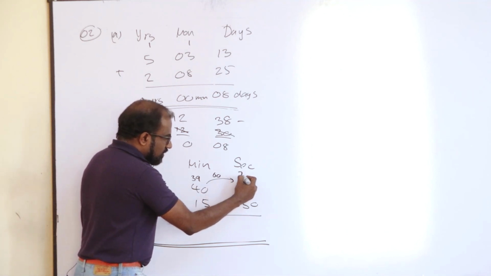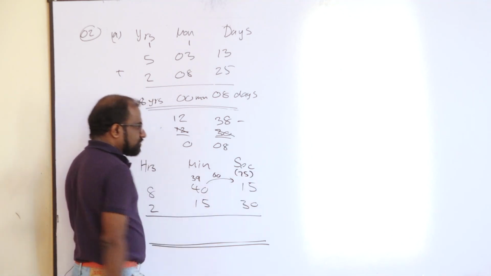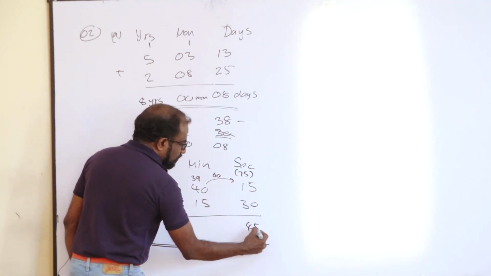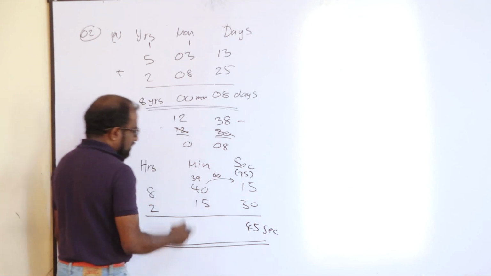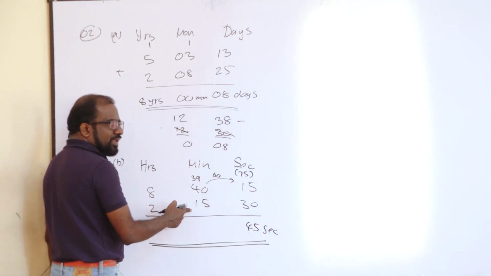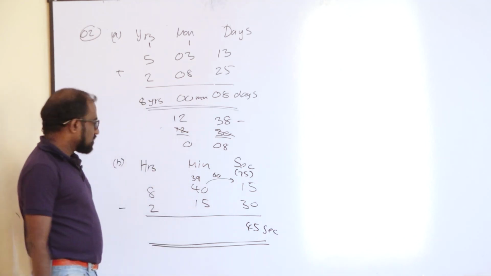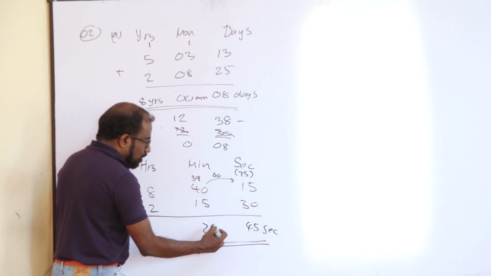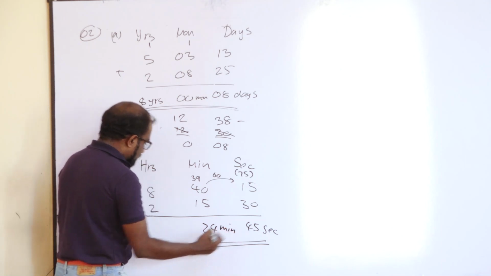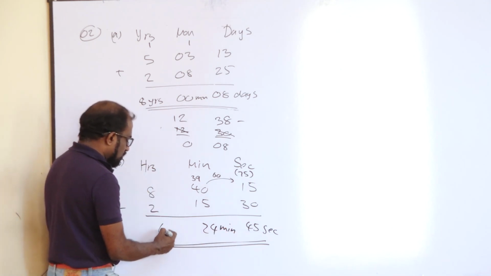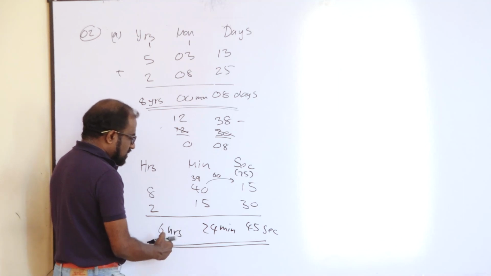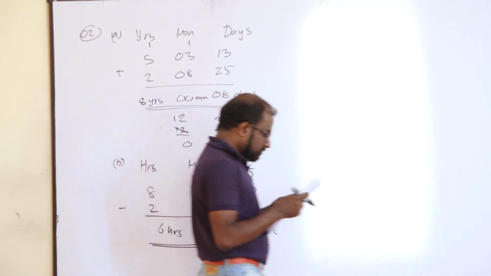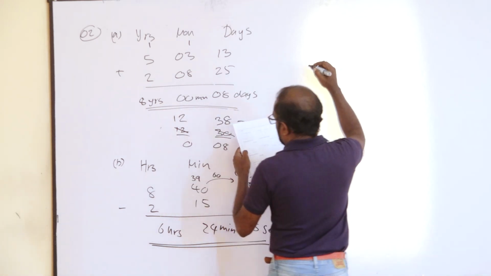60 plus 15, 75 seconds are here now. Right? 75 subtract 30, 45 seconds. 39 subtract 15, yes, you can manage. You don't have to take hours. 9 subtract 5, 4, 3 subtract 1, 2. 24 minutes. Then here, 8 subtract 2, 6 hours. 6 hours, 24 minutes, 45 seconds. Right?